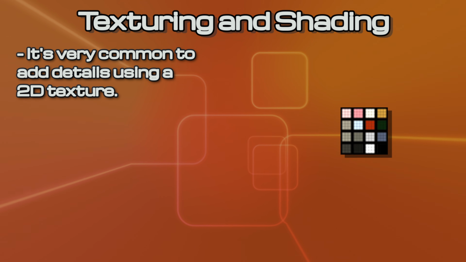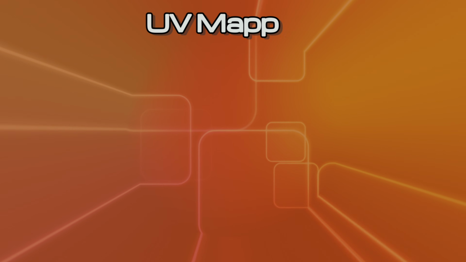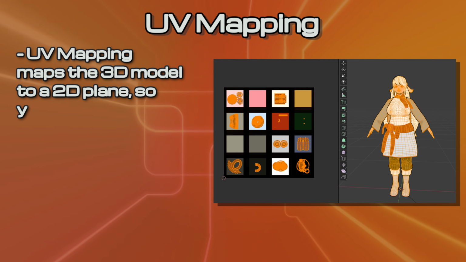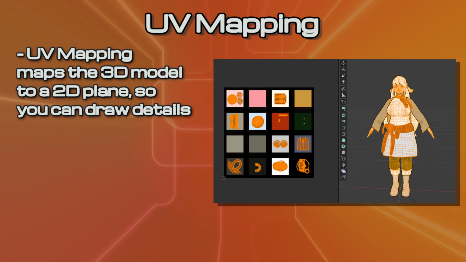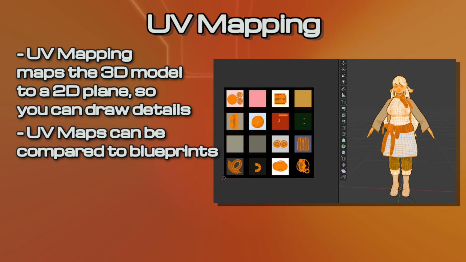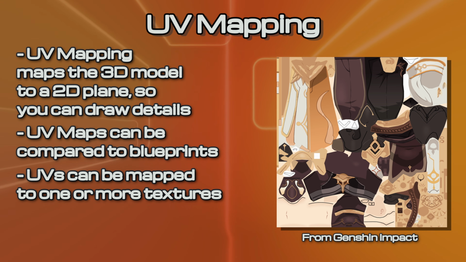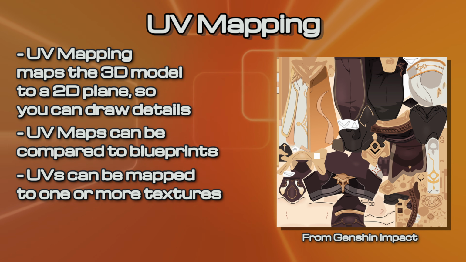In 3D graphics, it's very common to add additional details to a model by using 2D textures. With a process called UV mapping, one would project the 3D model into a 2D space, so the texture's details can be applied. Think of UVs as a blueprint to your character's details. Most typically, a UV map will contain every single part of your model unwrapped and squeezed into one texture, but it is also possible to have separate textures or even multiple UV maps.